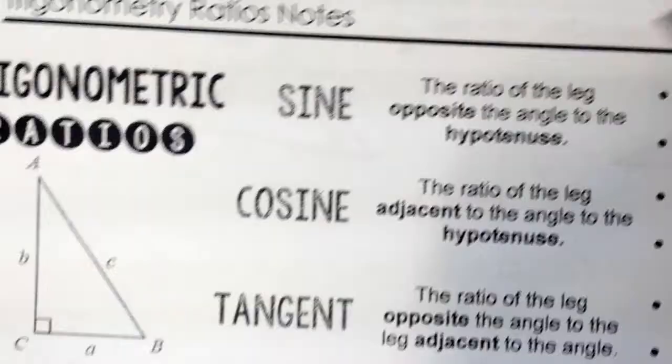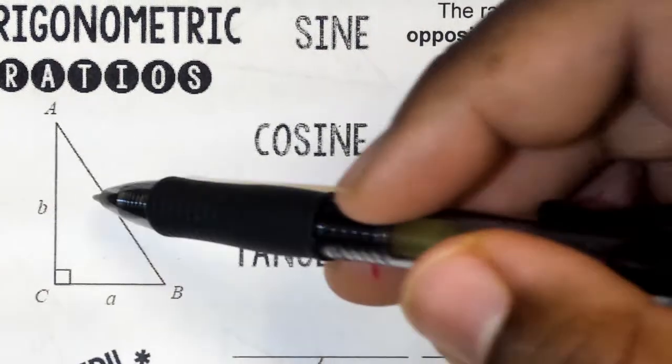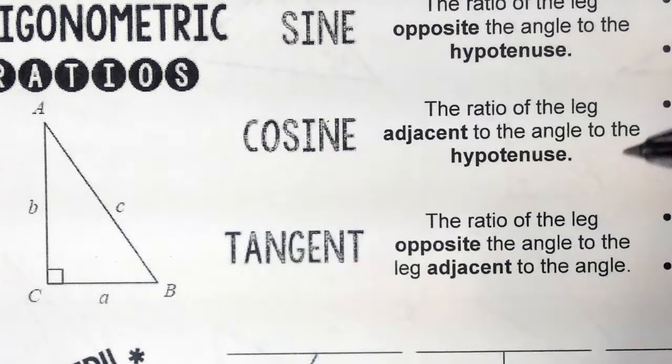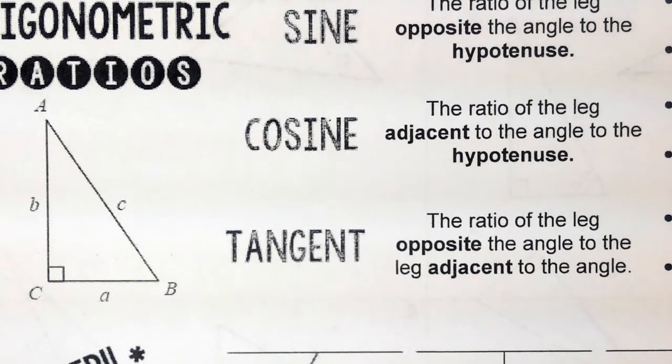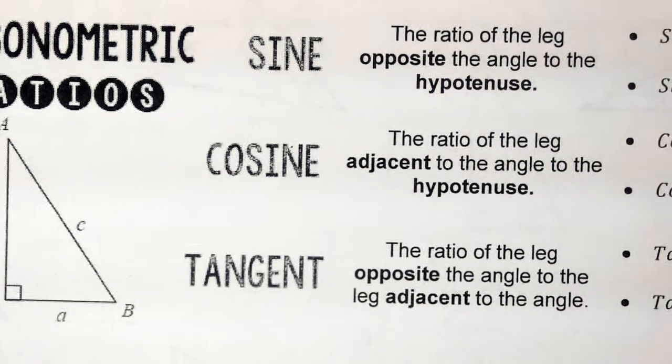So those are those ratios going from those angles. You can go from either angle. The only angle we won't go from is C, because C is our 90-degree angle. We'll never do a trig function from the 90-degree angle. We'll only do it from the other two angles that we have on the triangle.